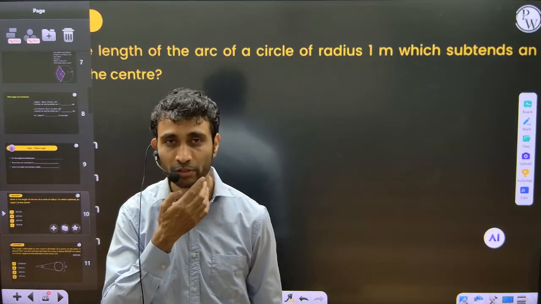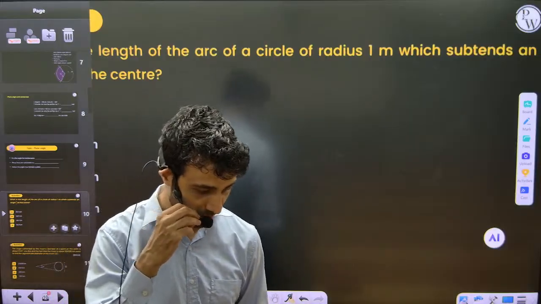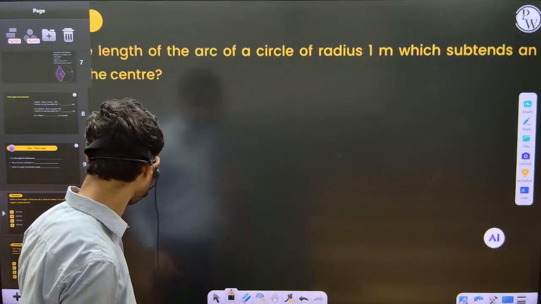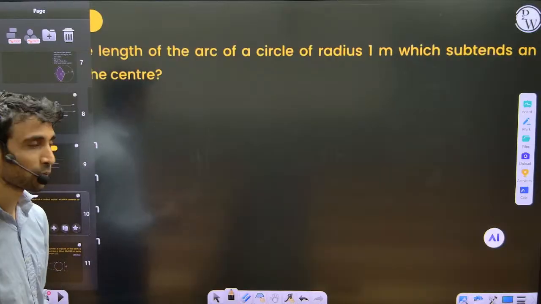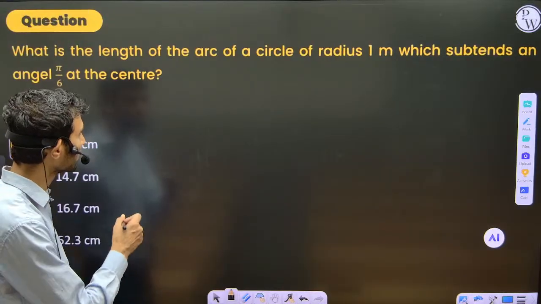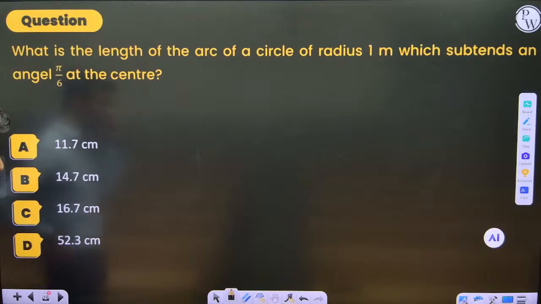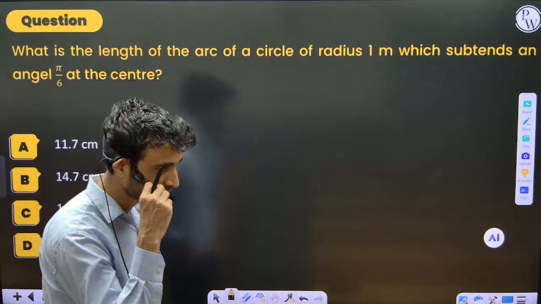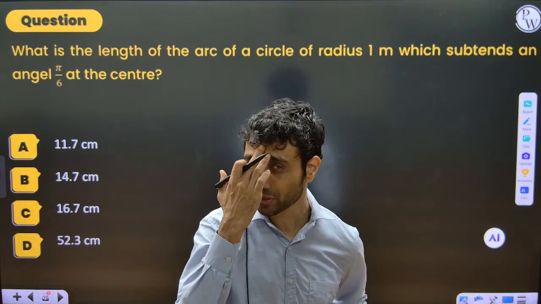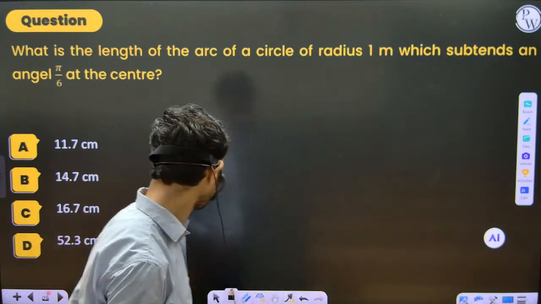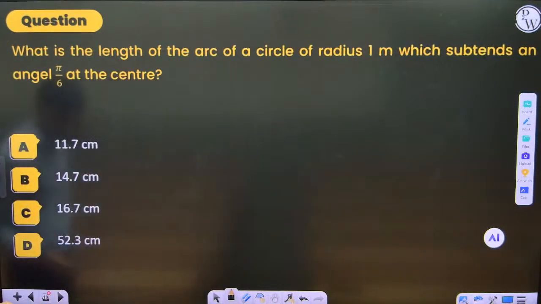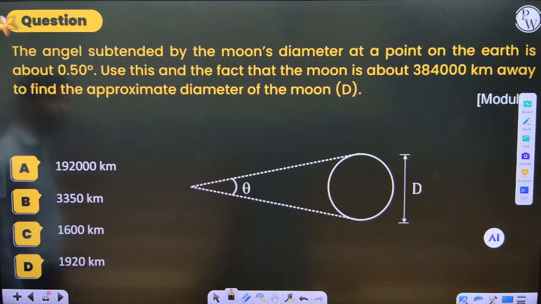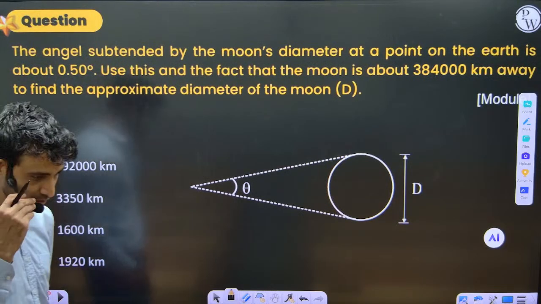Hello, good morning everyone. As you remember, in the last class we did this problem. I hope everybody understood it, and if you have any doubt, you can let me know. Else, we shall carry forward to the next problem, which is this. So, let's do this question as well.